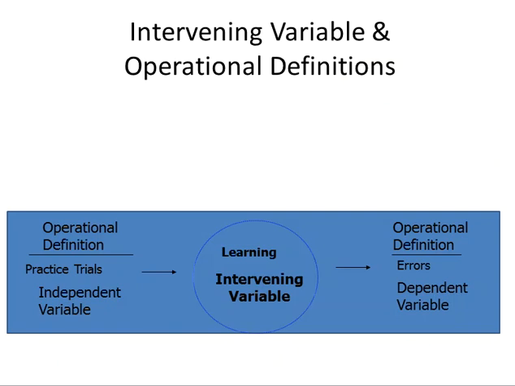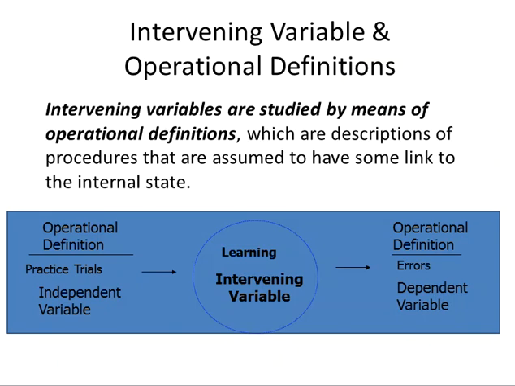So the intervening variable and operational definitions. Intervening variables are studied by means of operational definitions, which are descriptions of procedures that are assumed to have some link to the internal state. So we have the operational definition, we have the practice trials, the independent variable. The intervening variable, learning, takes place, and then the operational definition of the dependent variable here is going to be the errors. So errors being reduced because of the practice trials, but really it's because of the intervening variable, the learning that's taking place within the organism.